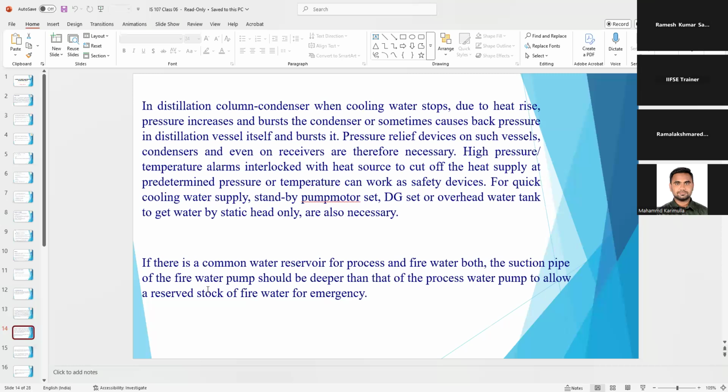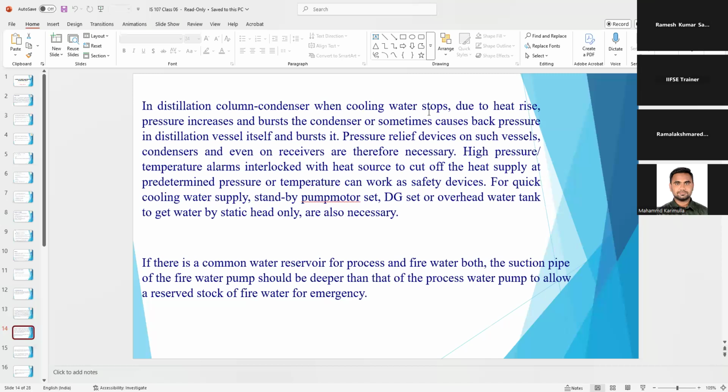So whenever the cooling water to the column condenser stops, whenever you do a distillation of any chemical, it reaches a certain temperature. I mean, it reaches the boiling temperature. Then you will get the required element or the required chemical. It will convert into steam. Then you are condensing it. It means you are converting it from gas to liquid. So what if the water is not coming?